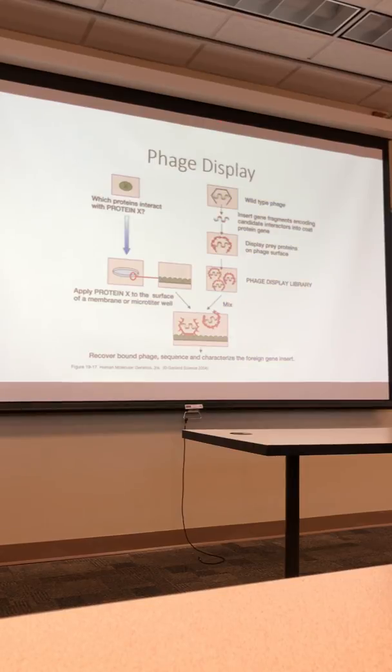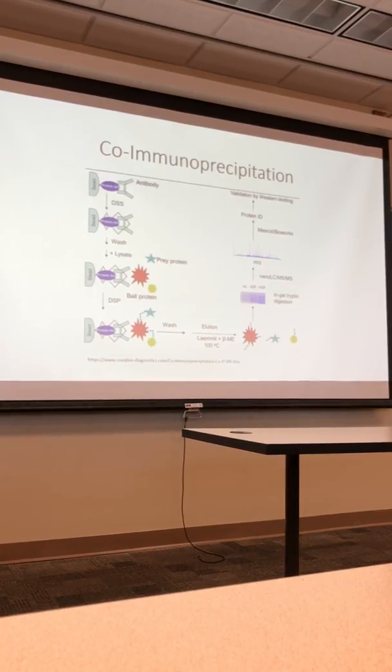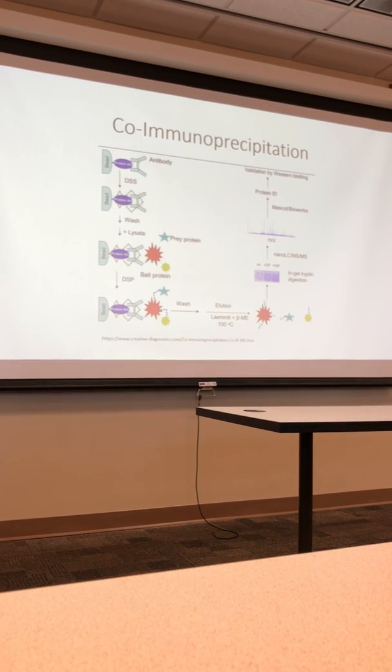Okay, so that's phage display. So you guys understand the two hybrid methodology, and then we have the phage display. We're going to look at some more that are in vitro. Okay, so another one is co-immunoprecipitation. Basically, you can take beads or a surface and modify it with an antibody that's specific for a protein you're targeting. So this antibody is specific to a protein target.